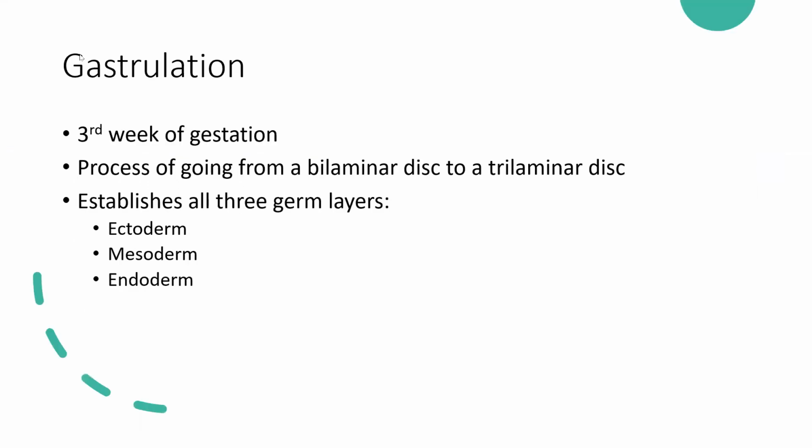So today, first, I will begin by explaining what gastrulation is and the process of it. Gastrulation is the most significant event during week 3 of development, and it is defined as the process of transforming from a bilaminar disc to a trilaminar disc. This trilaminar disc then establishes all 3 of the germ layers, which are the ectoderm, mesoderm, and endoderm.